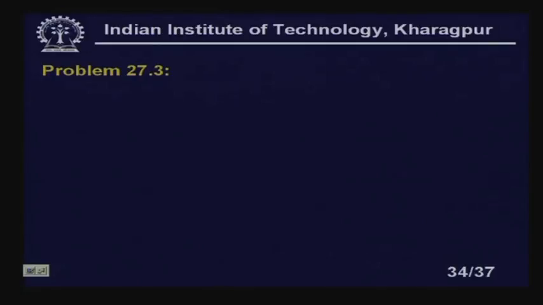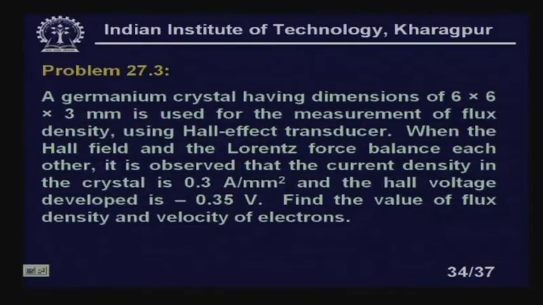Now, let us look at the last problem, 27.3. Let us read it. A germanium crystal having a dimension of 6 by 6 by 3 millimeter is used for the measurement of flux density using a Hall effect sensor. When the Hall field and the Lorentz force balance each other, it is observed that the current density in the crystal is 0.3 ampere per millimeter square, and the Hall voltage developed is minus 0.35 volt. We have to find the value of the flux density and the velocity of the electrons in the Hall sensor itself, right.